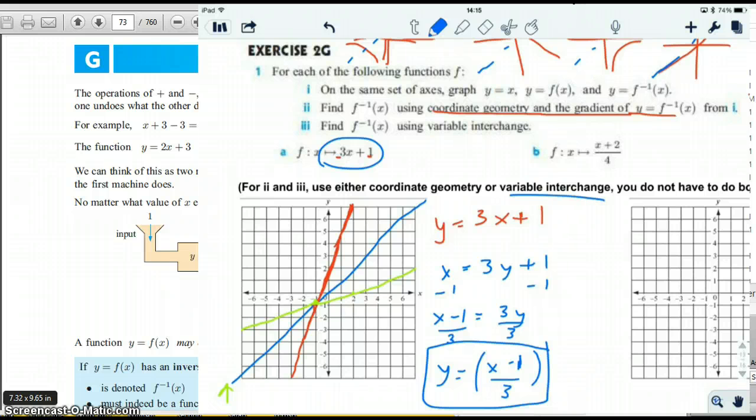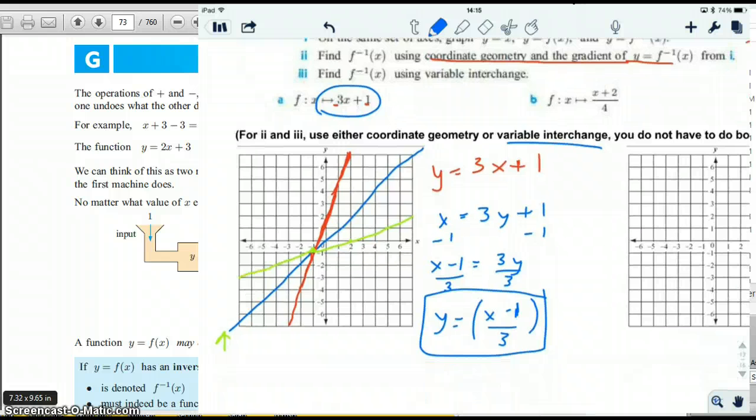Okay? And you do not need to use the coordinate geometry approach, which is to take the gradient and invert it, and you don't have to do that. You can just use variable interchange and then use the graphing method. Okay?